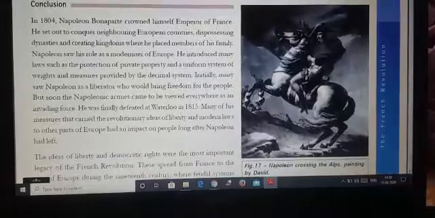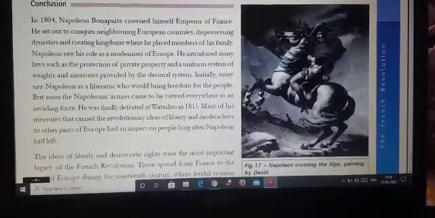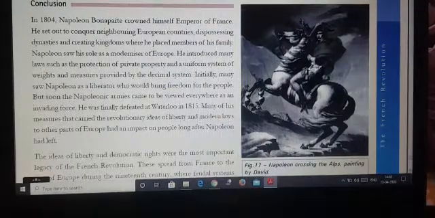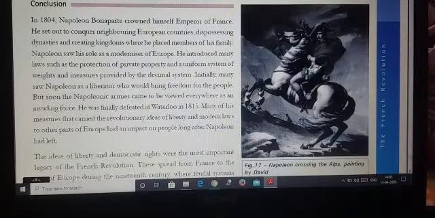So the conclusion: in 1804, Napoleon Bonaparte crowned himself Emperor of France. He set out to conquer the neighboring European countries, deposing dynasties and creating kingdoms where he placed a member of his family. Napoleon means he was putting all the ministers as his family members. He saw his role as a modernizer of Europe. To some extent it was correct, but it was ultimately a monopoly, so it could not be accepted anymore.